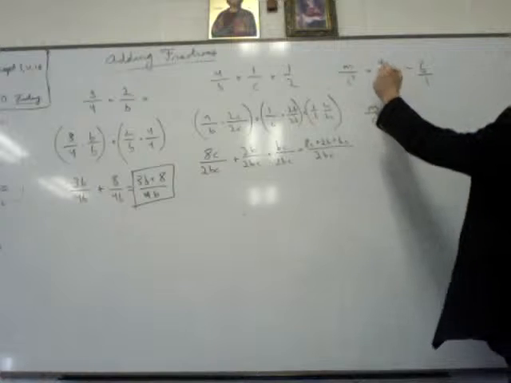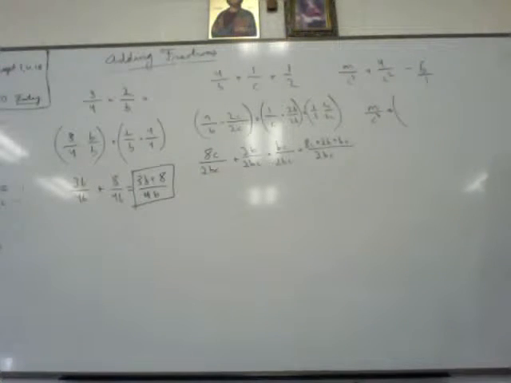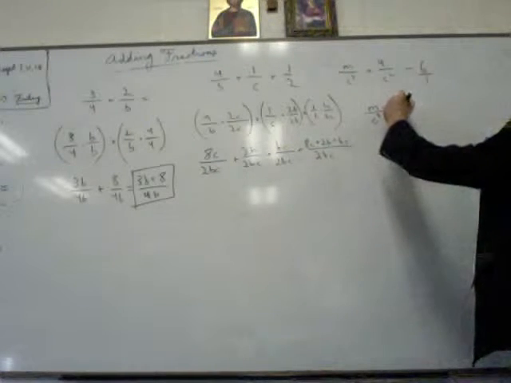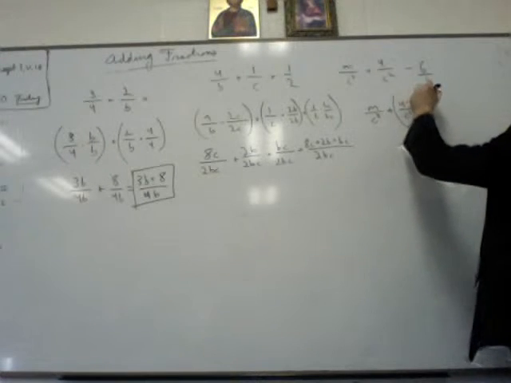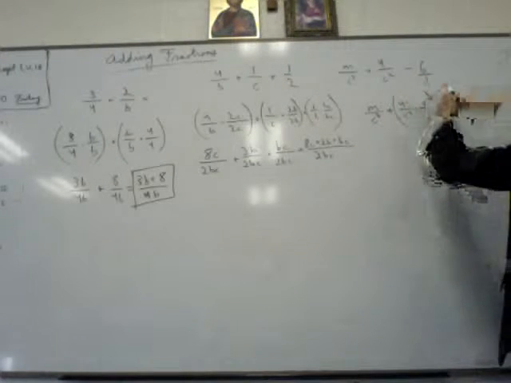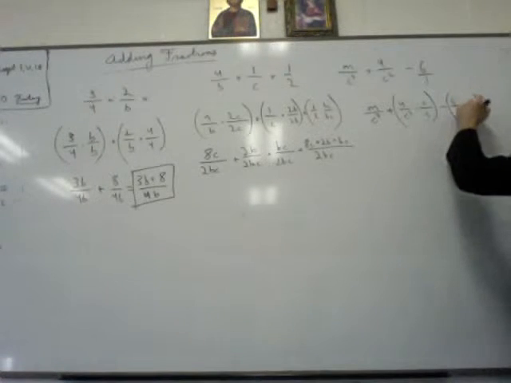What do I do to c squared to get c cubed? Multiply it by c over c. And then what am I going to do to 6 over 1? Multiply it by c cubed over c cubed.